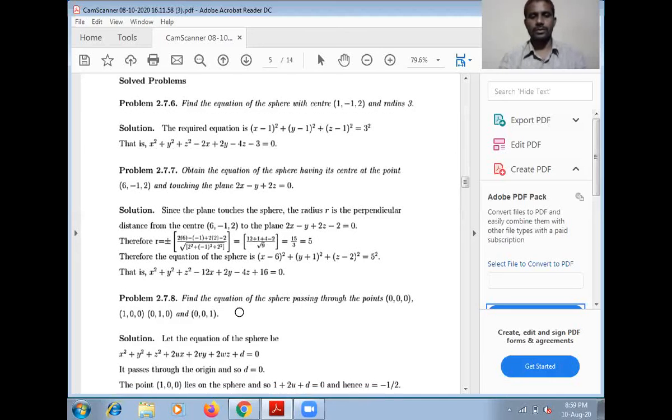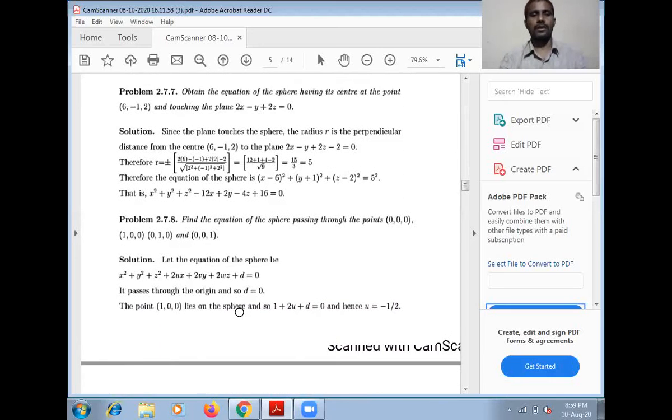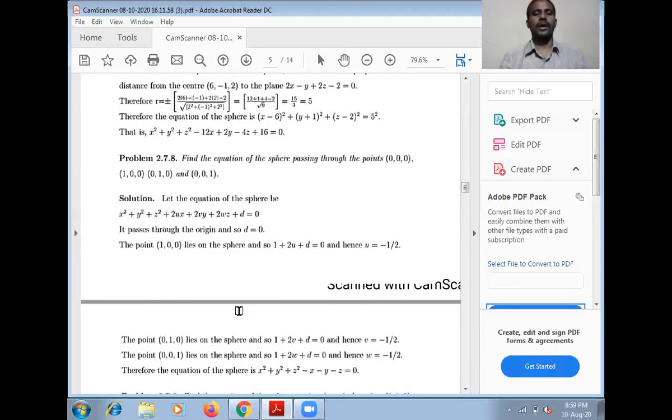So now another problem. Find the equation of the sphere passing through the points 0, 0, 0, 1, 0, 0, 0, 1, 0 and 0, 0, 1. So here 4 points are given. Find the equation of sphere. So now we have the general equation of the sphere.